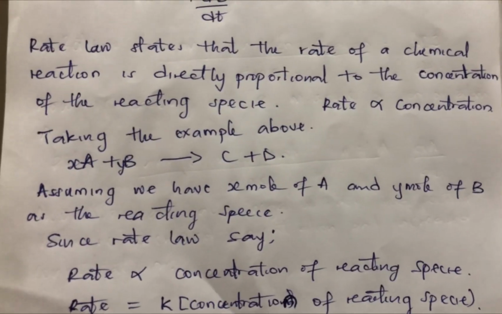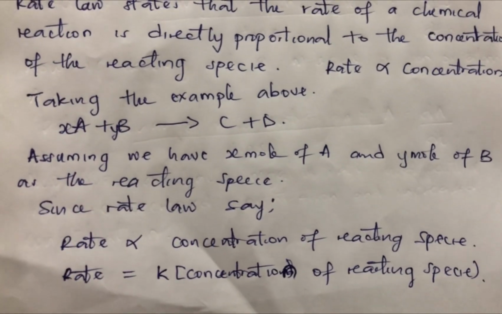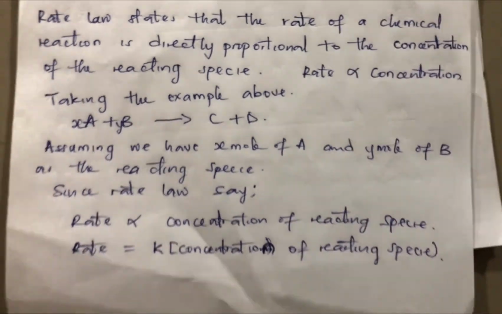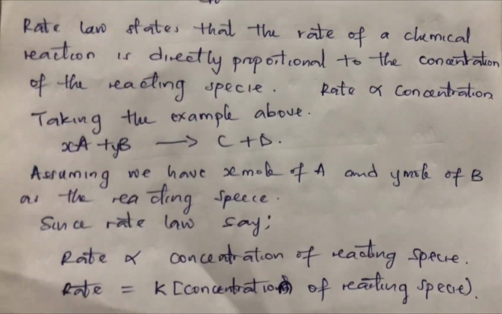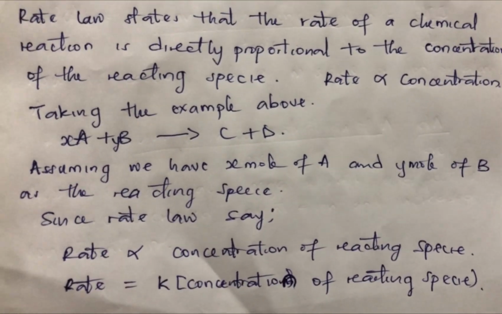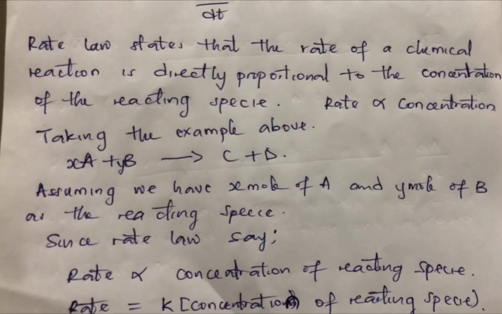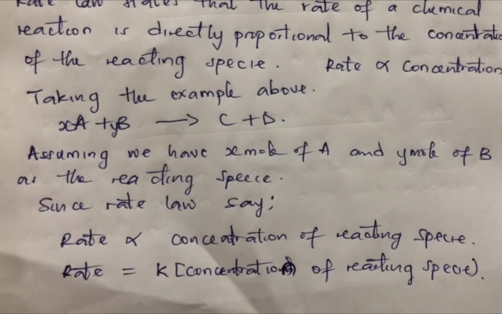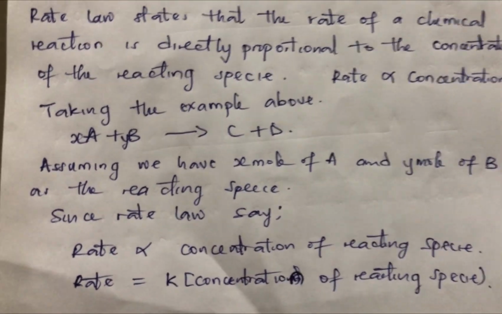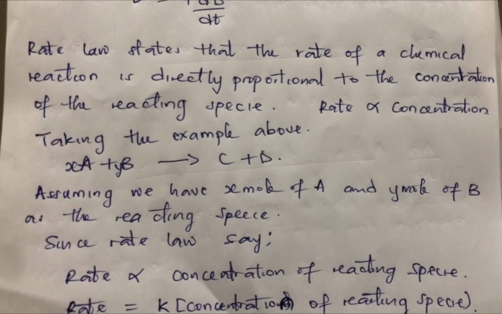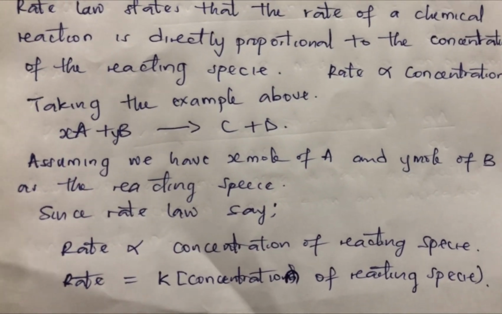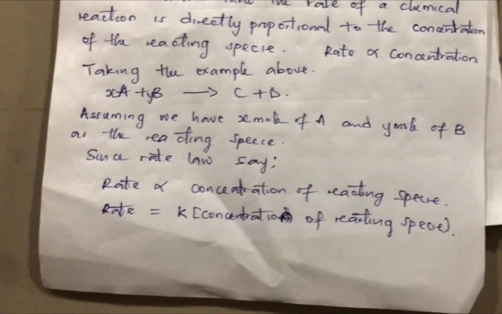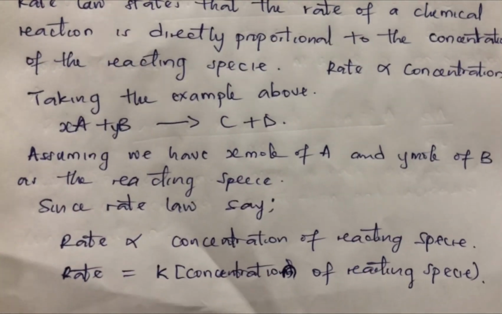Now let me rephrase this another way. It says the rate of a chemical reaction is dependent on the reacting particle only, on the concentration of the reacting particle, which can also be written as rate directly proportional to concentration. But that's by the way.